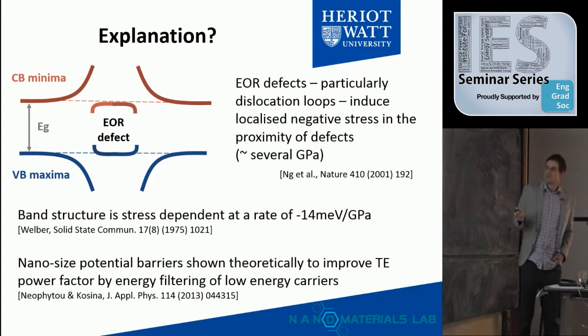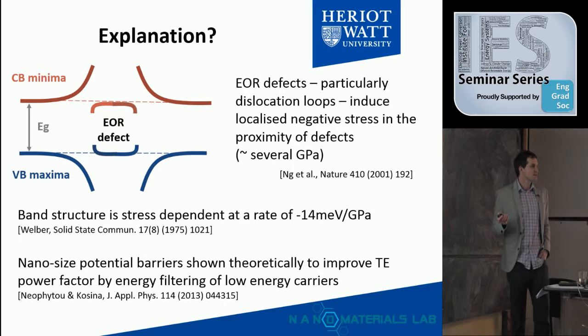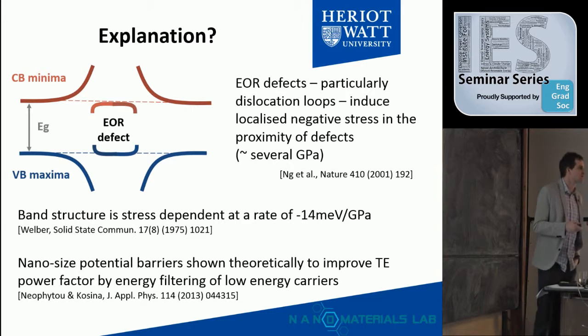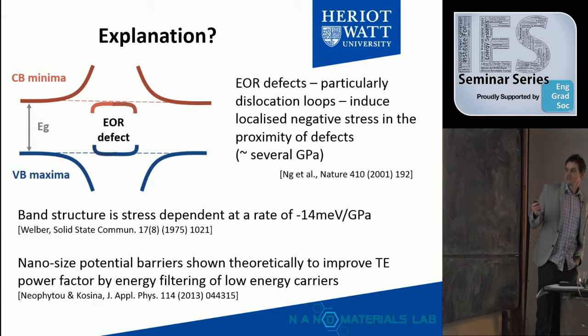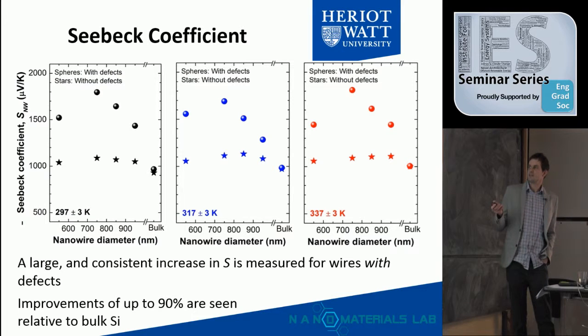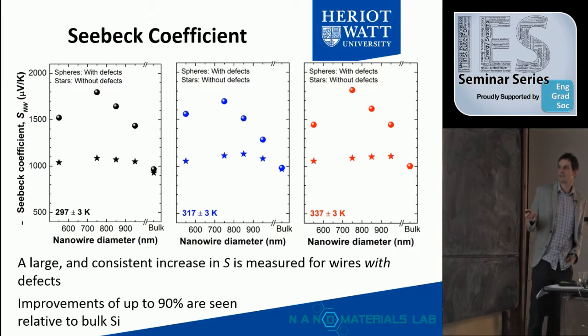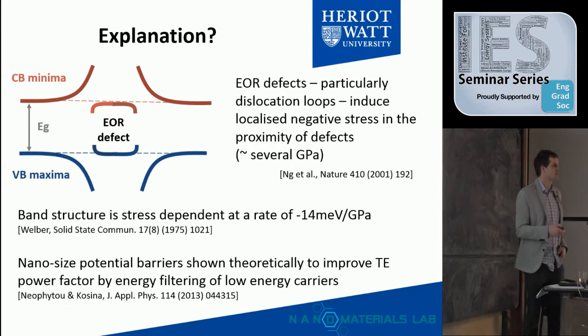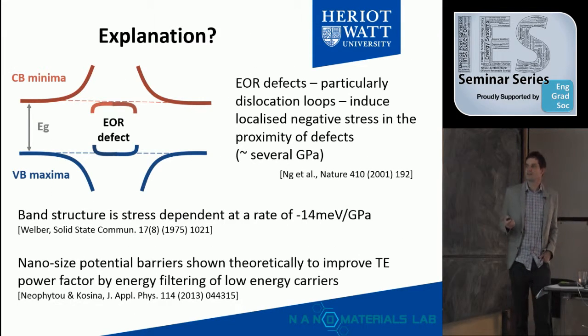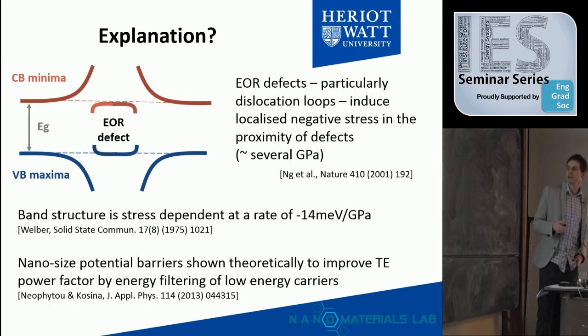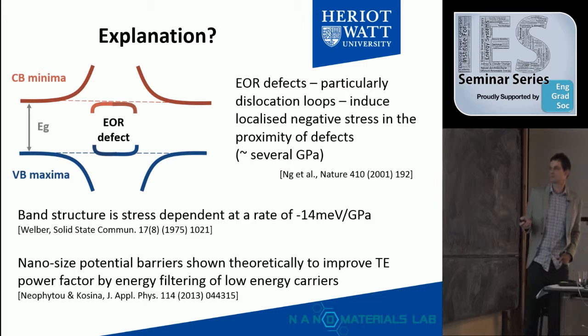And this has also been predicted in silicon. This type of potential barrier structure has been predicted to potentially act as an energy filtering means for low energy carriers, to try and filter them out in close proximity to the defects. This would also explain a little bit why, when we go down in nanowire diameter, we maybe see a greater effect, because the carriers are effectively forced closer to defects. It doesn't explain this point here, but still, there's work to be done, and work in progress, I should say.